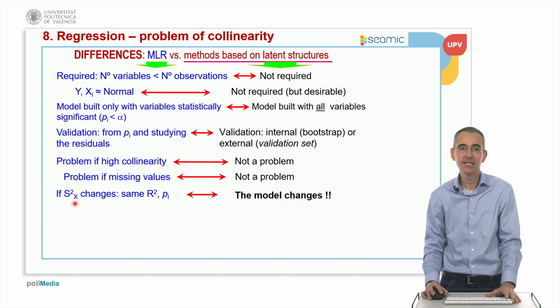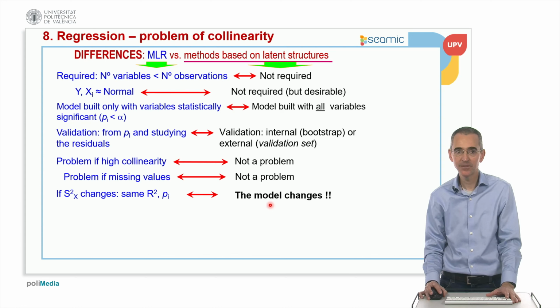But actually, this is another case. In linear regression, if the variance of a variable changes, the results don't change. I have the same goodness of fit, the same coefficient of determination, and the p-values associated to the variables are exactly the same. So I can change the units, there's no problem.